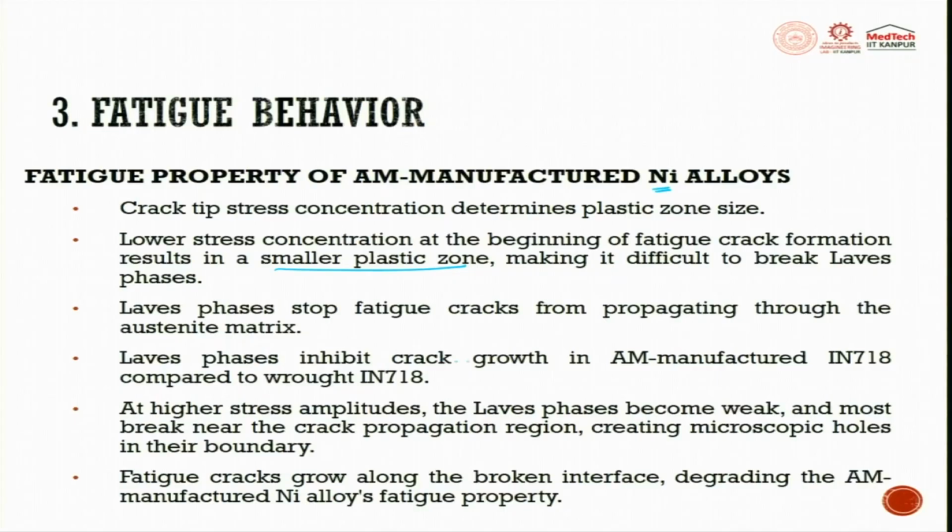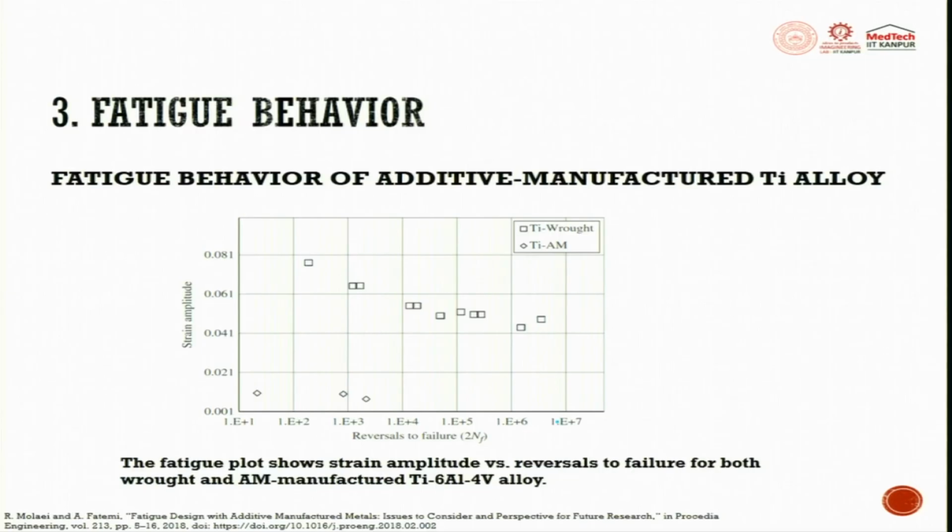Laves phase inhibits crack growth in additive manufactured Inconel 718 compared to that of wrought 718, as at high stress amplitudes, the Laves phase becomes weak and mostly breaks near the crack propagation region, creating microscopic holes in the boundaries. The fatigue crack grows along the broken interface, degrading the fatigue property of the additive manufactured nickel alloy. The fatigue behavior of additive manufacturing is shown here.